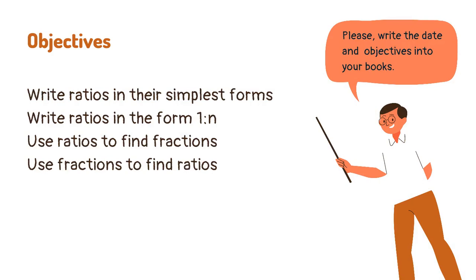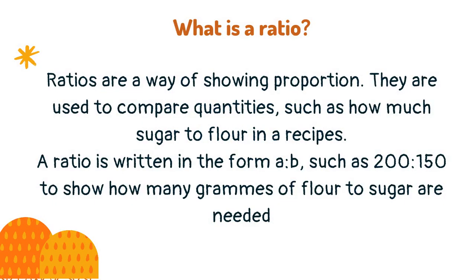Today you are going to learn about ratios. Ratios are a way of showing proportion. They are used to compare quantities, such as how much sugar to flour in a recipe. A ratio is written in the form A to B, such as 200 to 150 to show how many grams of flour to sugar are needed.